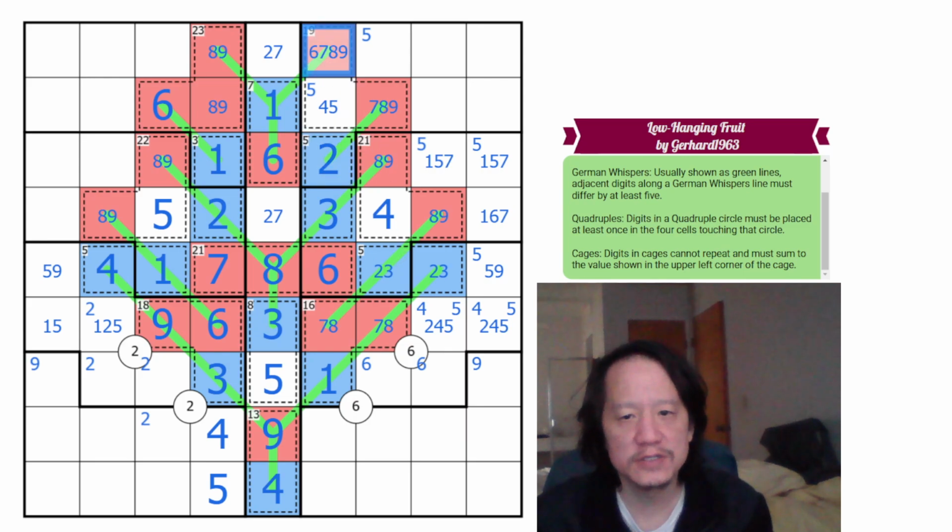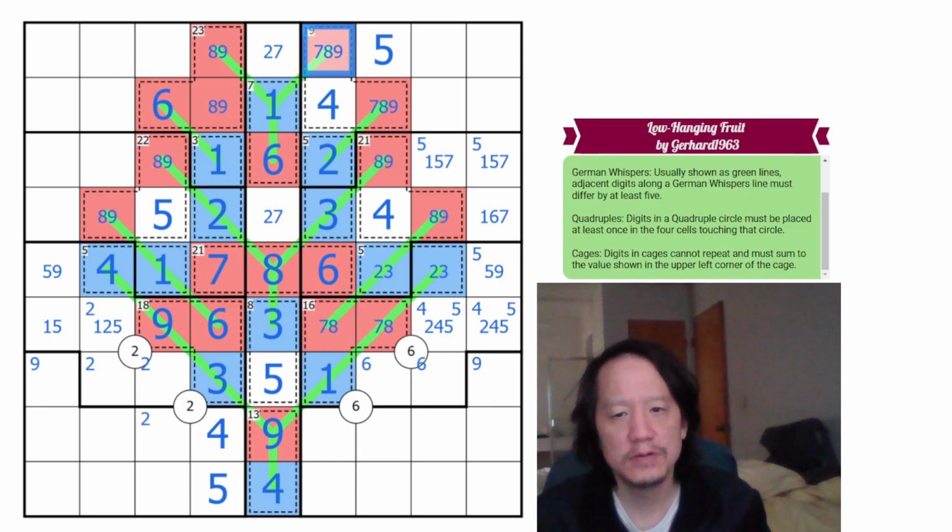This can't be 6 anymore. So 5 is out because 6 has been eliminated for both of these. And the only way this can add up to 19 is 5, 6, and 8. So this has to be 4, which makes this a 5. So this is 4, 7, and 8. Cannot be 9, because there's no 6 involved.